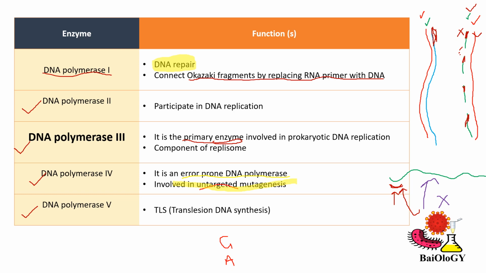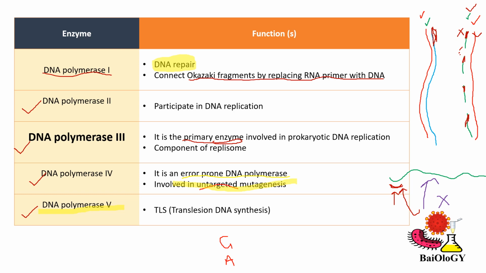Next enzyme, DNA polymerase 5. This is the last enzyme which I'll be discussing. The major function of this enzyme is trans-lesion DNA synthesis. This particular enzyme is involved in a phenomenon termed trans-lesion DNA synthesis. Before going into this, what does it mean? Let us study another characteristic of DNA polymerase 3.